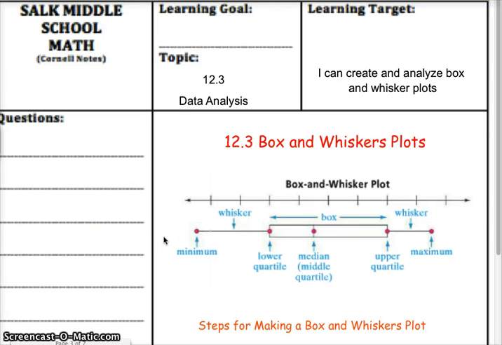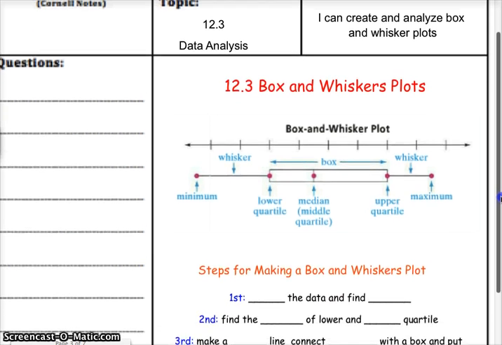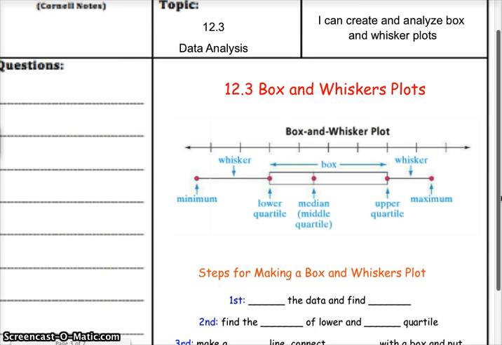Okay, we are going to talk about box and whisker plots today. I just want you to look at the diagram that I gave you so we can take a gander at what a box and whisker means. Well, box, hey look, there's a box. Whiskers, oh cute, these are little whiskers that go outside the box. But they mean something, okay?